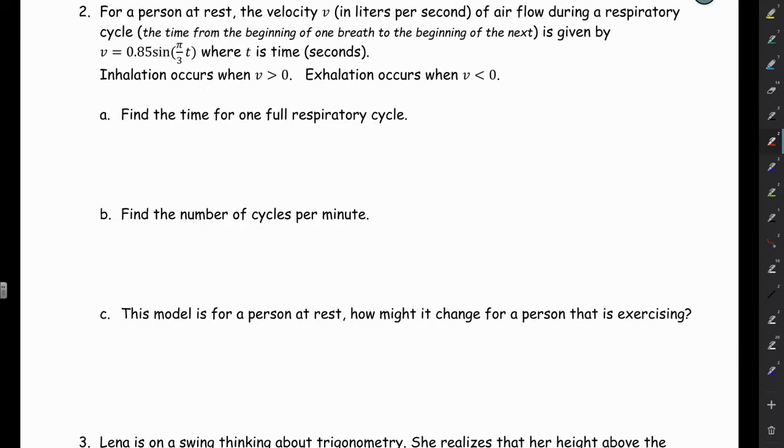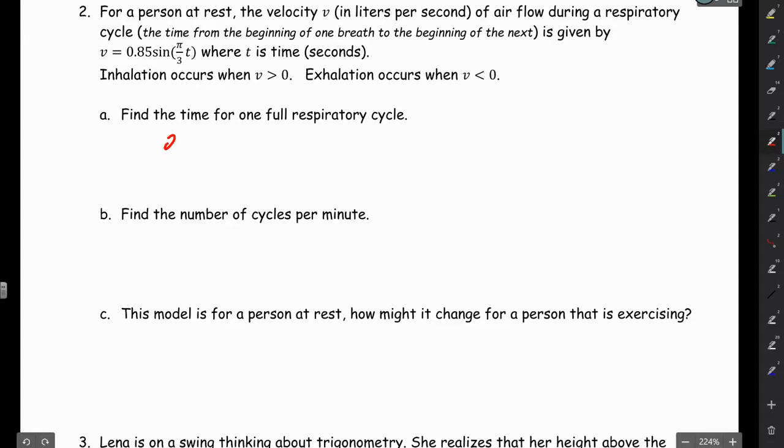For a person at rest, the velocity of airflow during a respiratory cycle, that means the time from the beginning of one breath to the beginning of the next, is given by the following sine function, where t represents time in seconds. Inhalation occurs when v is greater than 0. Exhalation occurs when v is less than 0. So find the time for one full respiratory cycle. So what we want to do is find the period. They're asking for the period.